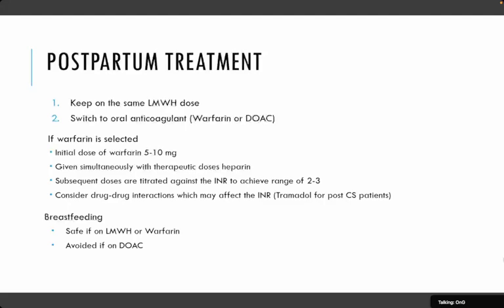If patients are switched to warfarin, the initial dose is 5 to 10 milligrams, and it's given simultaneously with therapeutic doses of heparin. And the reason for continuing the heparin will be to avoid a paradoxical thrombosis that occurs when using warfarin alone. So therapeutic doses of heparin will be maintained until the INR is therapeutic for 2 consecutive days. Subsequent doses will then be titrated against the INR to achieve a range of 2 to 3.